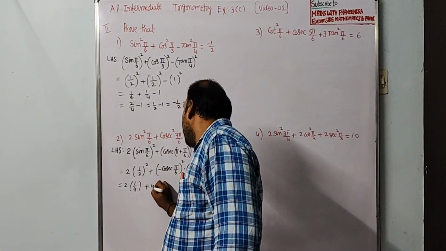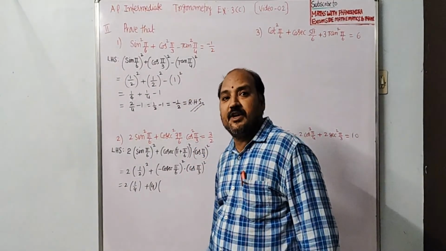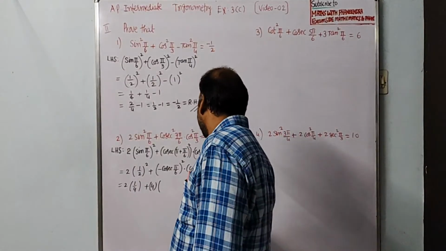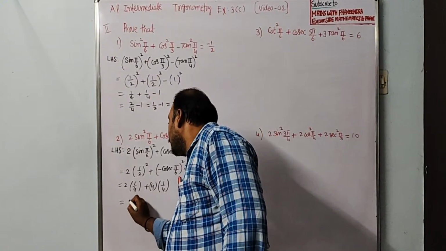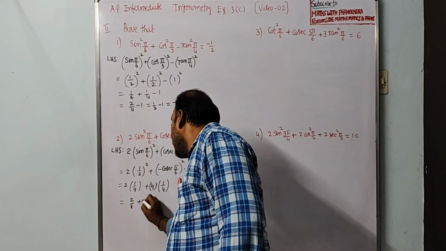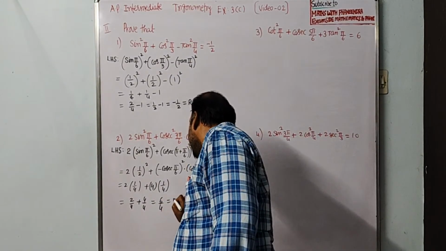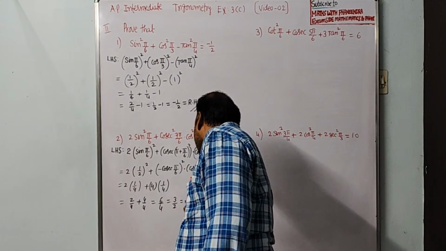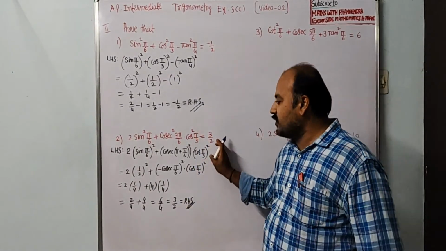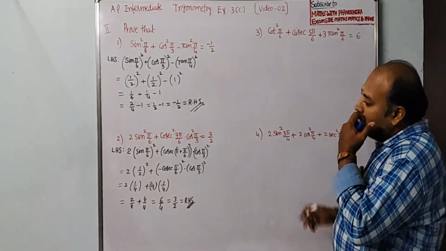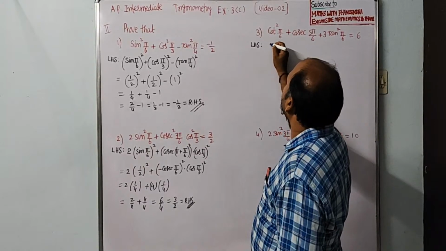2 square, 4, into cos pi by 3. Pi by 3 means 60 degrees. Cos 60, 1 by 2. 1 by 2 whole square, 1 by 4. So 2 by 4 plus 4 by 4, which is equal to 6 by 4, which is equal to 3 by 2, which is the required RHS. They are asking to prove 3 by 2. Now question number 3, LHS.